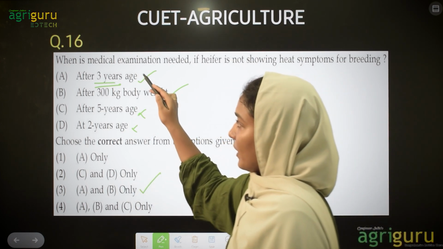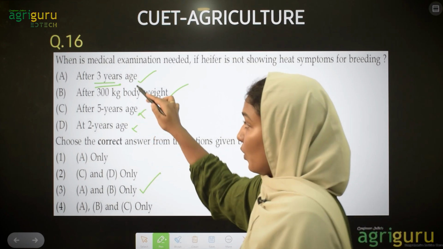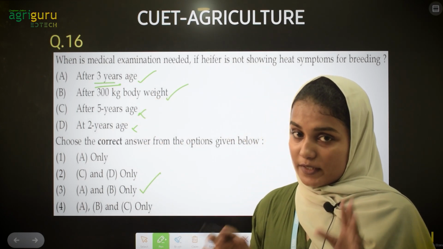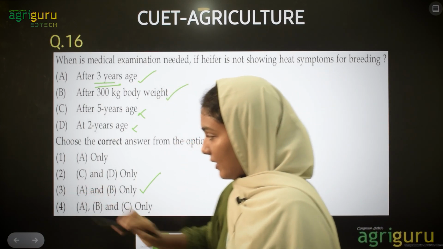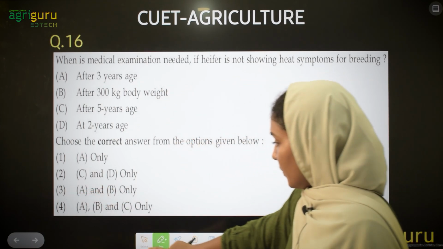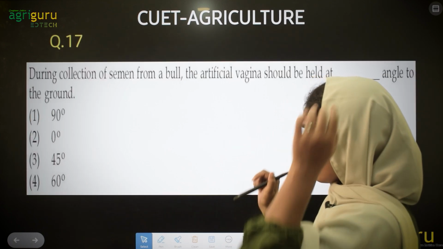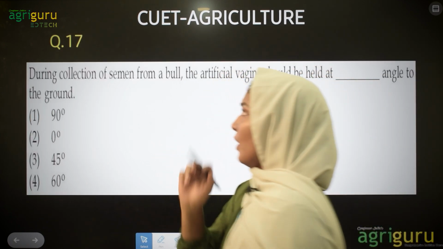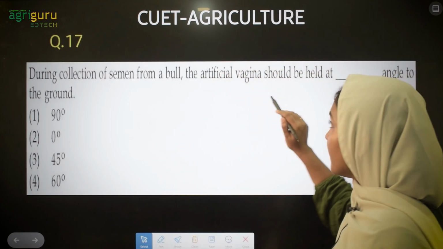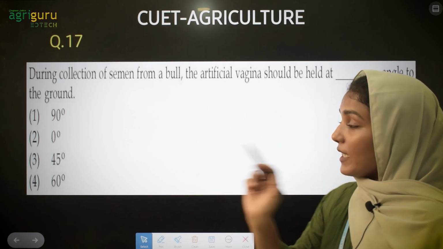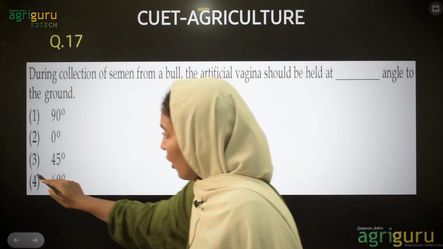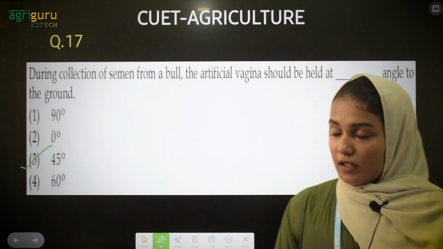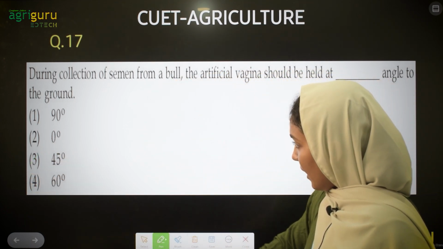We should not come to the conclusion after seeing just this one. You have to go through the whole question to finalize the answer. So question number 16, the answer is option 3. Next question. During collection of semen from a bull, the artificial vagina should be held at dash angle to the ground. The answer here is 45 degrees. Okay. The next question.